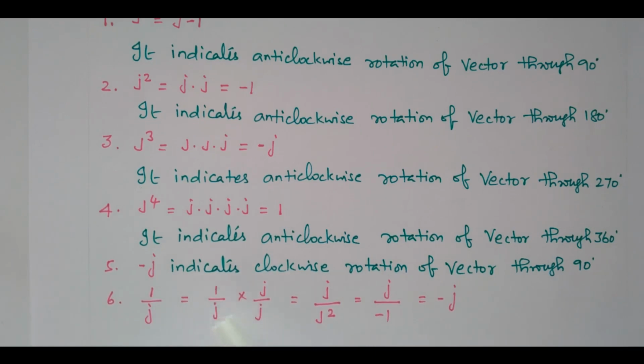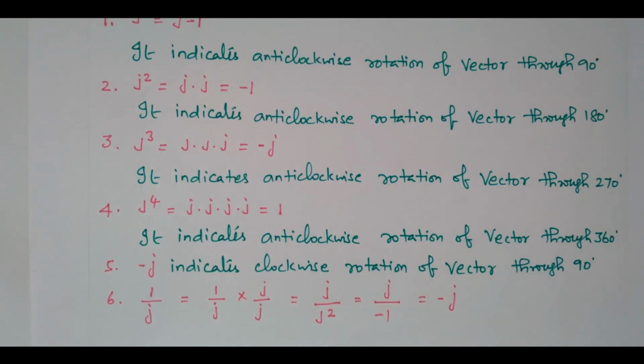This 1 by j is multiplied and divided by j, so that the original value will not change. So 1 divided by j into j divided by j. That is nothing but j in the numerator, and in the denominator j into j, so j divided by j square. What is j square? j square is minus 1. So j divided by minus 1 is nothing but minus j. So we can simply remember 1 divided by j is nothing but minus j.